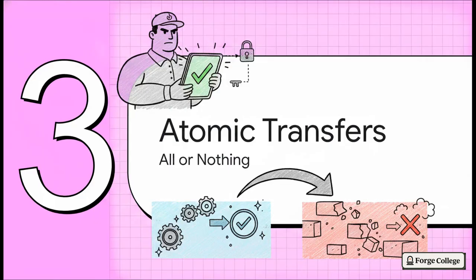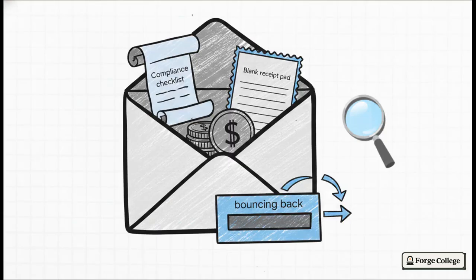Which brings us to Section 3, atomic transfers, all or nothing. Okay, so let's say our digital bouncer actually approves us. Awesome. But we still need a totally foolproof way to guarantee the transfer completes perfectly, or doesn't happen at all. And this is where the absolute magic of an atomic transfer comes in. An atomic transfer basically groups multiple instructions into one single transaction. Picture a sealed envelope. Inside this envelope, you've got your compliance checklist, the actual money, and a blank receipt pad. You push that entire sealed envelope through the mail slot. Either the whole thing goes through and gets processed together, or it bounces back entirely. There is literally no in-between.